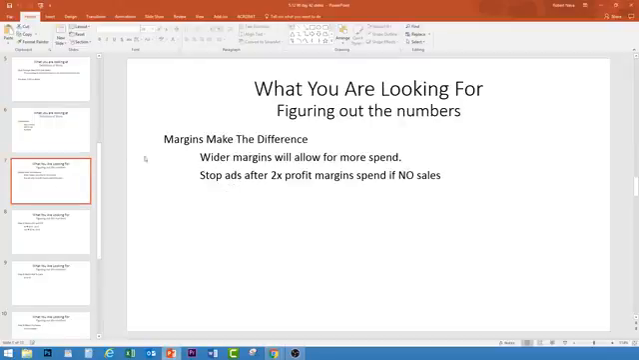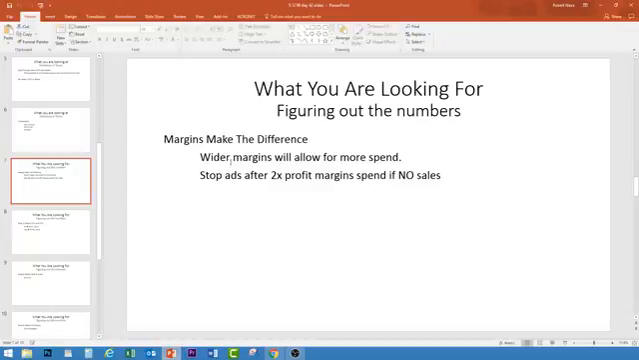So now let's talk a little bit about figuring out numbers. The margins make the difference in the products. If you have products with wider margins, it'll allow you to spend more. So if you have a necklace that you're buying from AliExpress for, say, $2, and you're selling it on your store, maybe doing free plus shipping for $5.99 or something like that, so $6, you got $4 margins. You could spend $4 and not get any sale, or maybe you could spend $3 and get a sale, and that will make you $1.